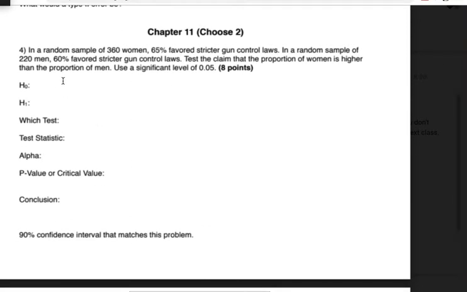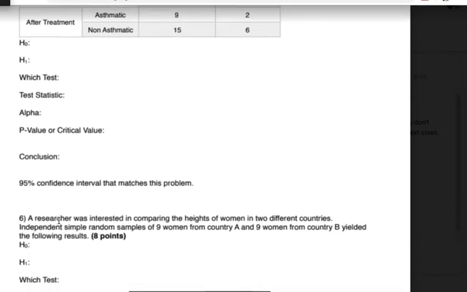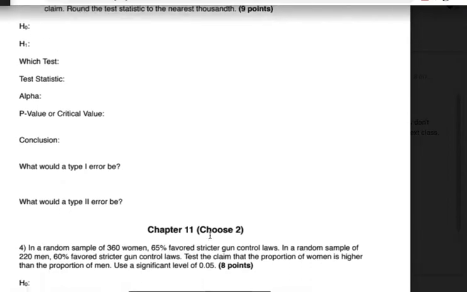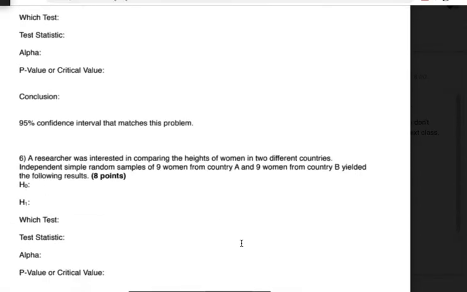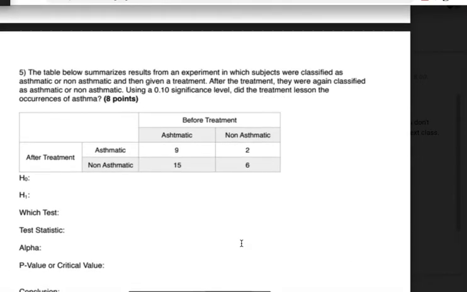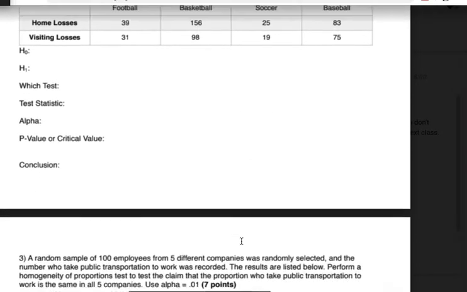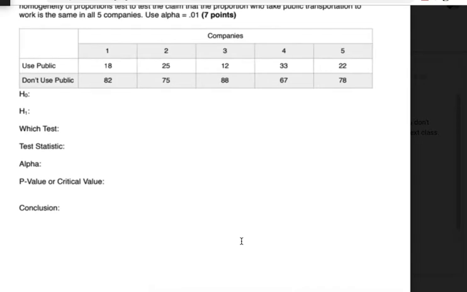It's going to be the same for 11 and 12. In chapter 11, they present you with 3 problems, and out of those 3 problems, you need to choose 2. And then the same thing for chapter 12. So we have chapter 12 here. You get to choose 2 of the 3 options. Pick and choose whichever ones you would like.